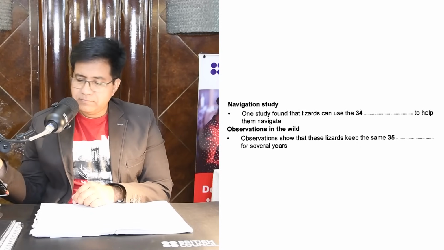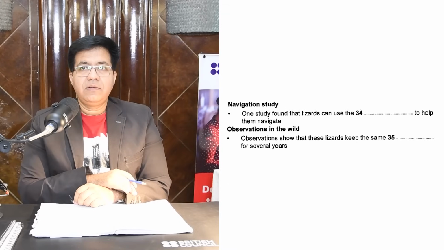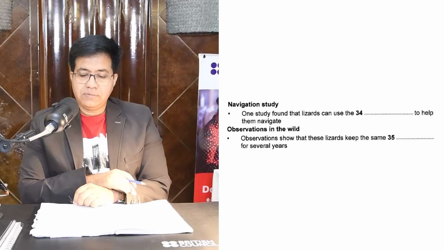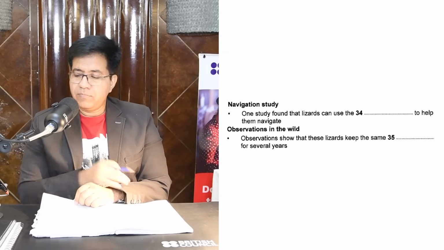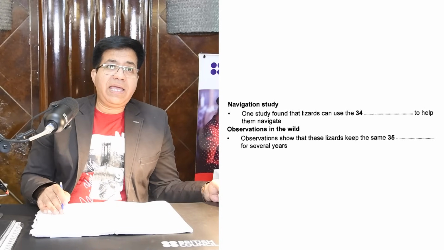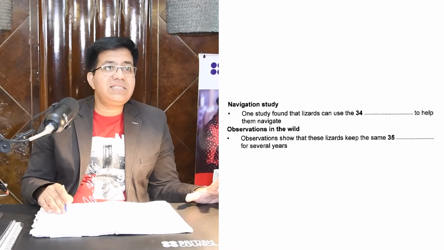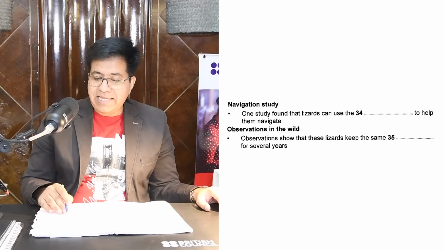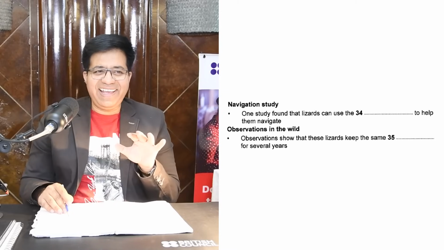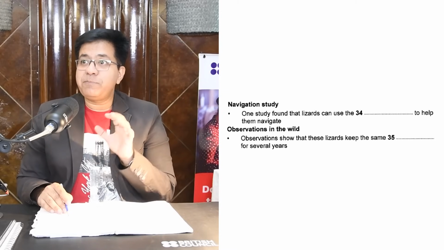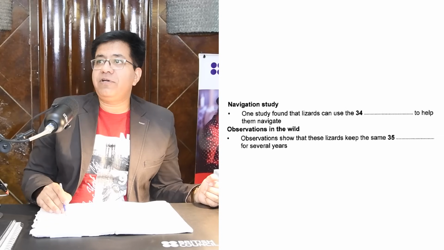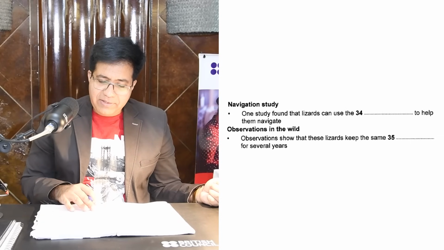"Observations of these lizards in the wild have also revealed that their mating habits are quite unusual. Unlike most animals, it seems that they're relatively monogamous, returning to the same partner year after year." Okay, returning to the same partner year after year. So they are loyal. Okay, the answer is partner, not same. Same is already written. How can you say lizards keep the same? That's not right. So the answer is partner. They return to the same partner year after year. They don't have affairs and all that.